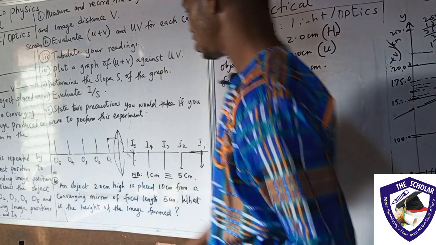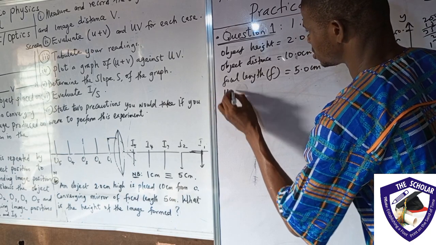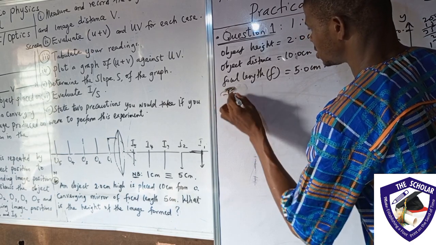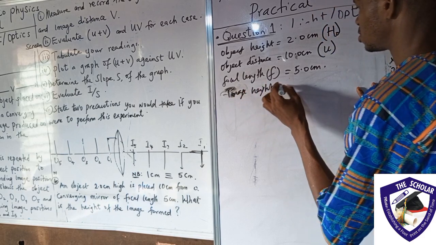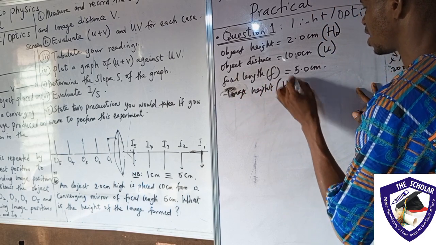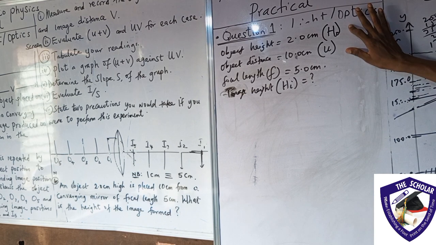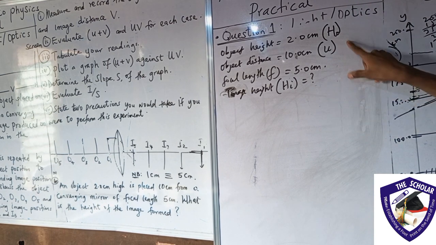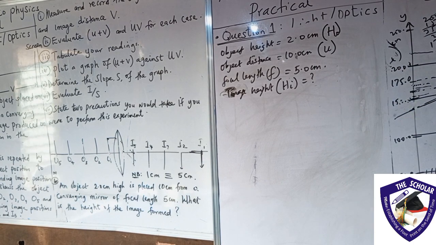Then what else? What is the height of the image form? So height of the image, or let's say image height. Image height, that's HI, unknown. So these are what are given here, the parameters that are stated here. We are given the object height, no image, we are given the object distance, and we are given the focal length. Now, the formula that connects this, we have two formulas.